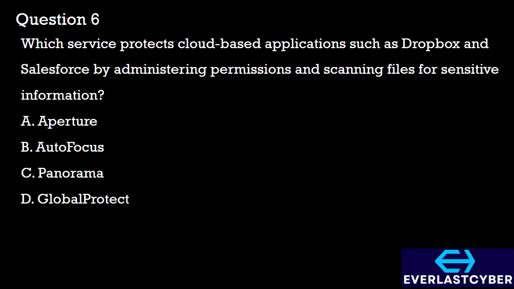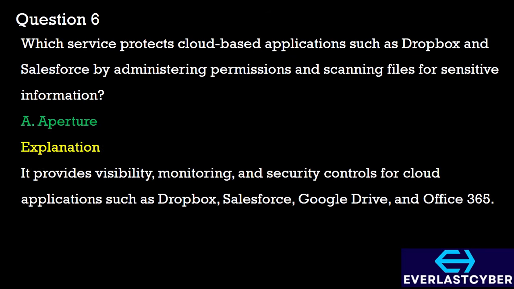Autofocus is a threat intelligence tool that provides insight into malware and attack trends, but it does not protect cloud applications. Panorama is a centralized management system for Palo Alto firewalls and it is used for policy enforcement and log management, but it does not specifically scan cloud-based applications for sensitive data. GlobalProtect is a VPN solution that provides secure remote access to enterprise networks, but it does not administer permissions or scan cloud applications for sensitive information. So our answer here is option A.